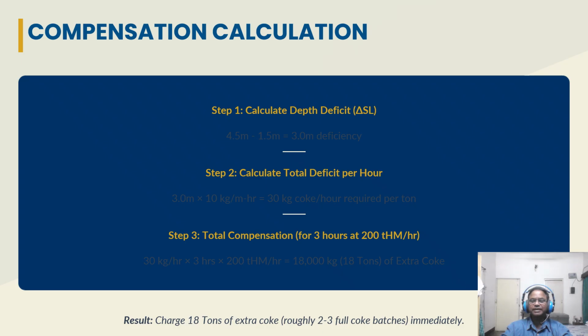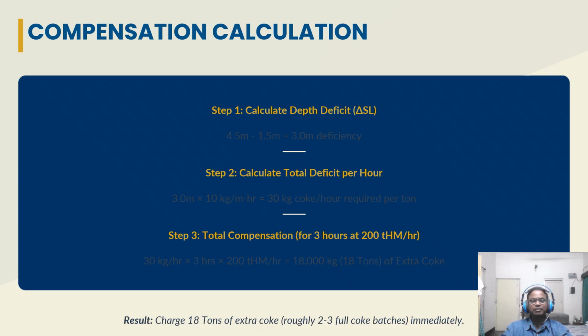So finally step 3, if this lasted for 3 hours and our furnace produces 200 tons of hot metal per hour, the math is clear. The 30 kilograms times 3 hours times 200 tons. So that's 18 tons of extra coke. That's a significant number. But how do we get that coke into the furnace effectively?